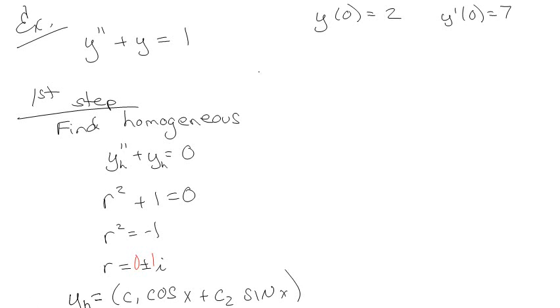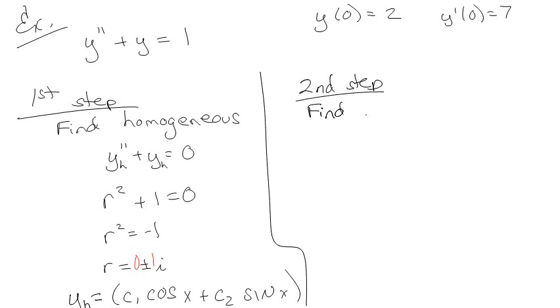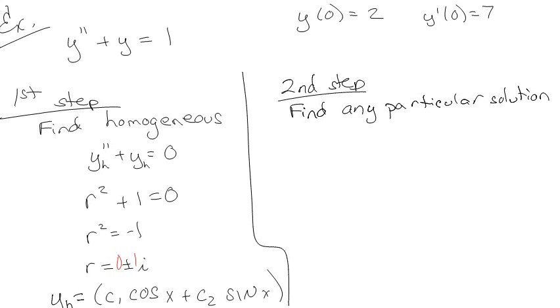All right, now the second step is to find a particular solution. Any particular solution, it doesn't matter what it is. As long as it's not what we just found, because what we just found isn't a solution to this equation, since that was a solution of the homogeneous one. So we just need to find any particular solution.